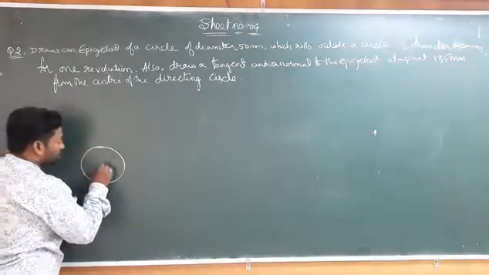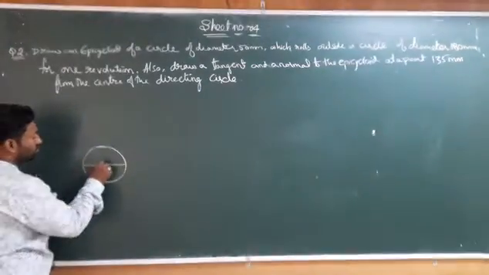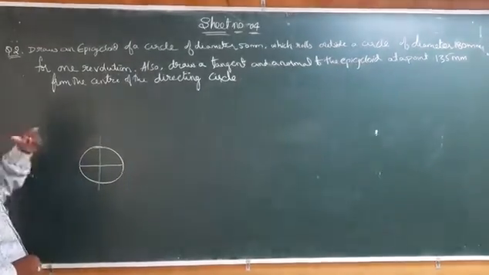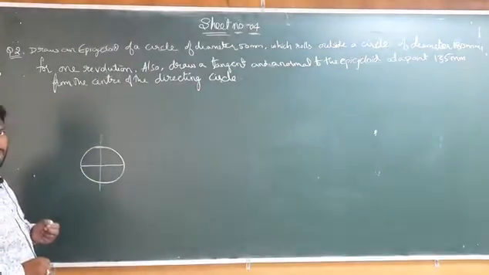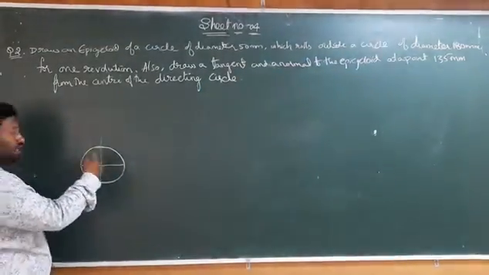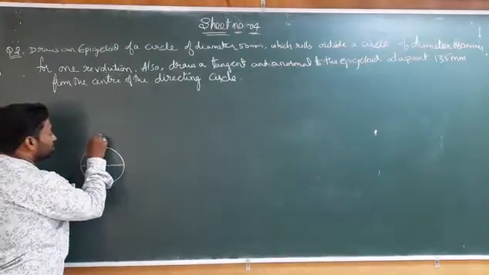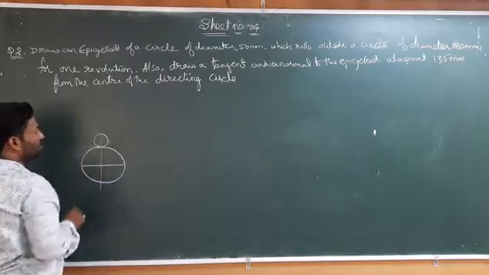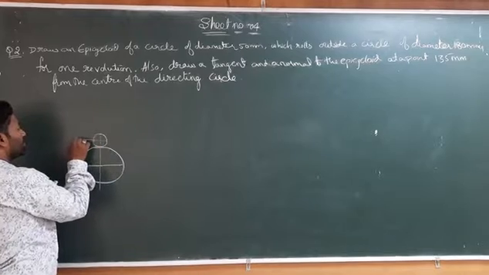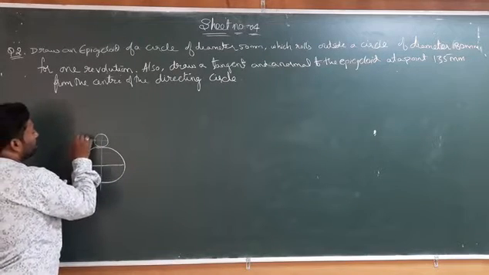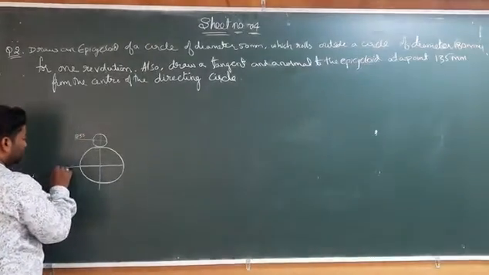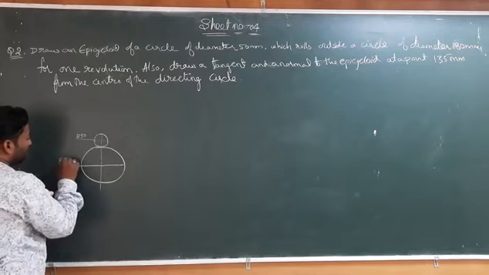This is the center of the directing circle. Another circle, or a roller, whose diameter is 50 mm, is rolling on the bigger roller outside. Suppose this is another circle which we are drawing here, whose diameter is 50 mm, and this is the directing circle of diameter 180 mm.